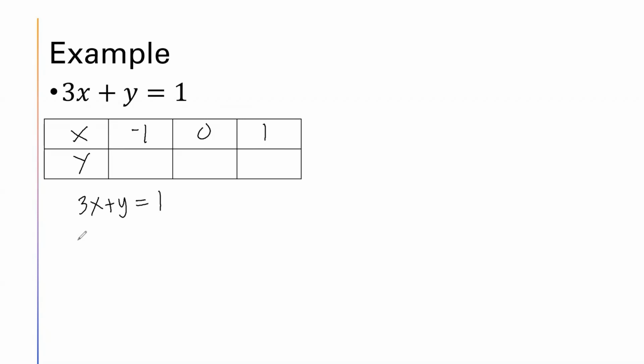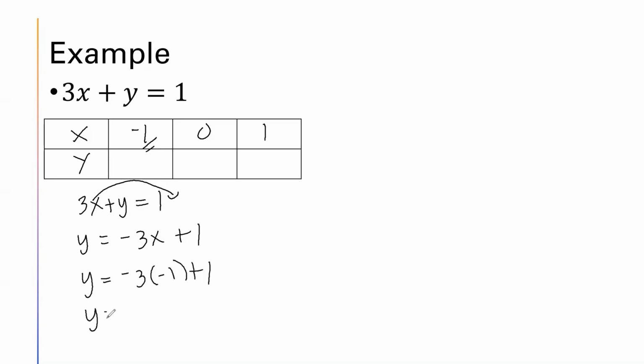So let's write this in function form. So we have y is equal to, transposing this, negative 3x plus 1. So now, if our x is negative 1, just substitute negative 1 in the variable x. So we have y is equal to negative 3 times negative 1 plus 1. Y is equal to negative times negative is positive. 3 times 1 is 3 plus 1. Now y is equal to 4. So when your x is negative 1, y is equal to positive 4.